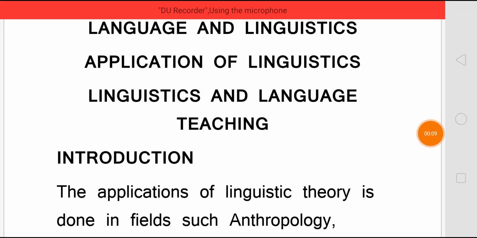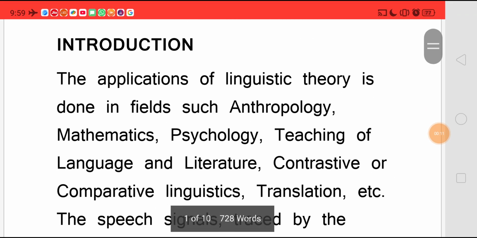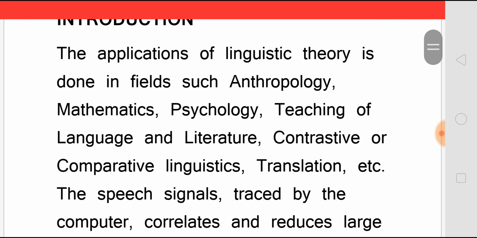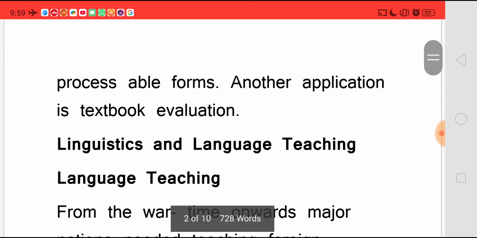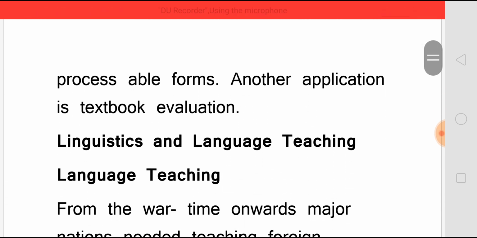The application of linguistic theory is done in fields such as anthropology, mathematics, psychology, teaching of language and literature, contrastive or comparative linguistics, translations, etc. The speech signals traced by the computer correlate and reduce the large body of data created in converting the spoken continuum to discrete and process-able forms. Another application is textbook evaluation.